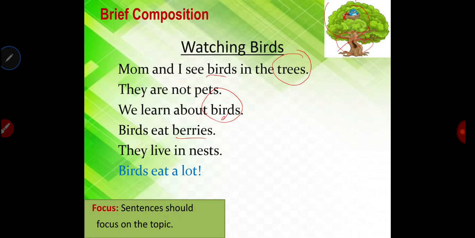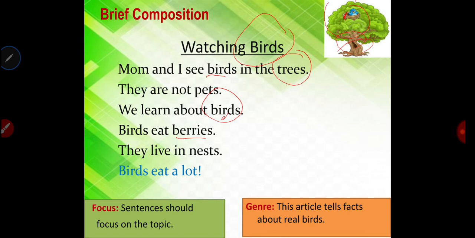Now, as you can see, it focuses on the topic. The sentence should focus on the topic. Again, these sentences should focus on the topic, which is all about birds. Next one is the genre of this composition, which is about a real bird, right? Because a composition tells about real things, real animals, real people.